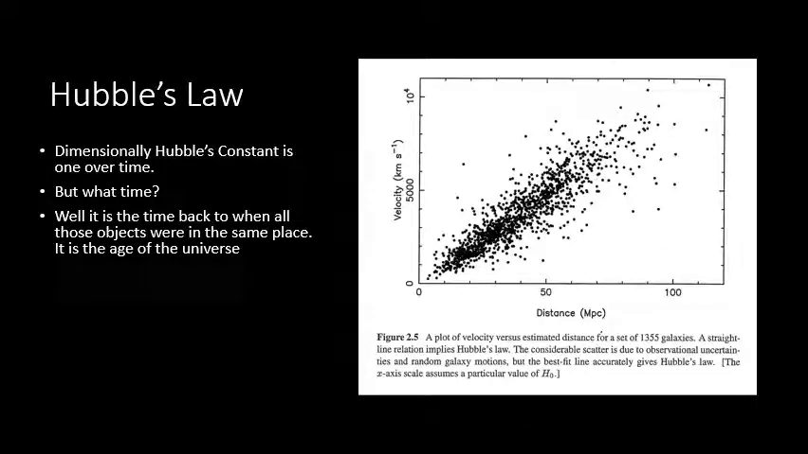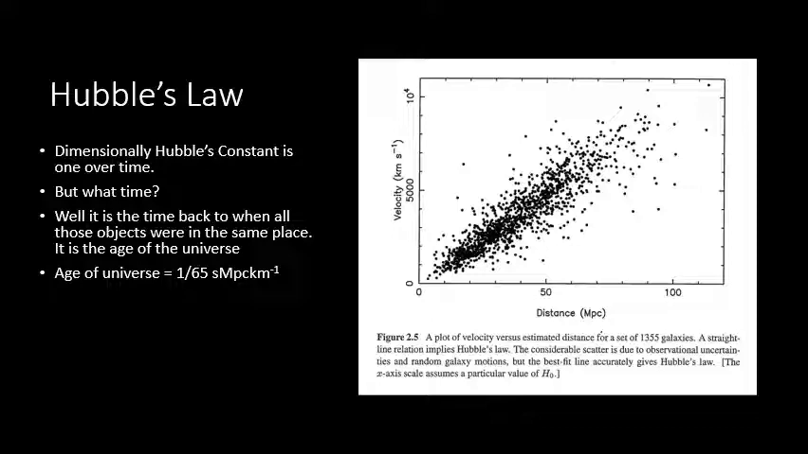Well, it's the time when all these objects were in the same place. In other words, it's the age of the universe. It's how long since all of these galaxies were all in one single dot, all together in one place. It's the age of the universe. So the age of the universe is 1/65.